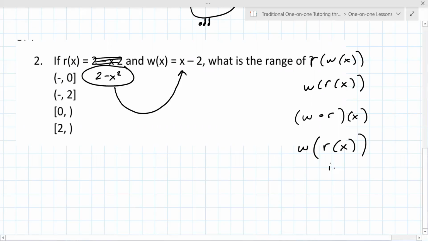So r of x is inside, we start with that, and we take it and put it into our outside function. So this becomes 2 minus x squared instead of x minus 2. Notice that the 2's cancel and you're just left with minus x squared, because this one's positive, this one's negative.